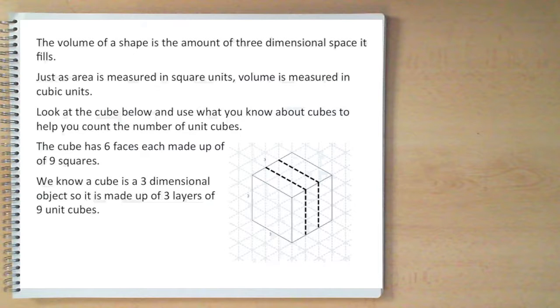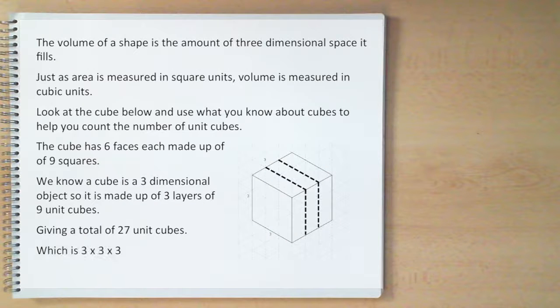There's 3 layers of 3, which gives you 9 cubes. There's a middle unit of 9 cubes, and then there's the unit of 9 cubes at the back. This gives us a total of 27 units. And you'll not be surprised to hear this is 3 times 3 times 3. So to work out the volume of a cuboid, you take the length times the height times the width.